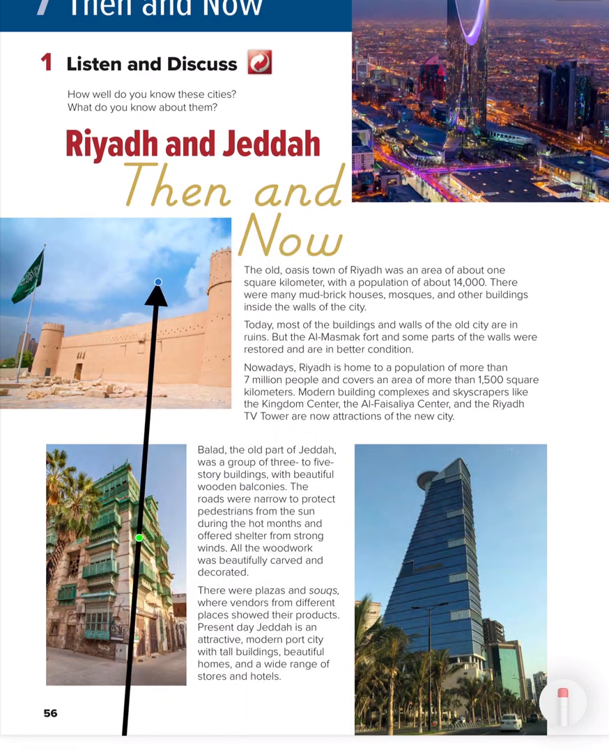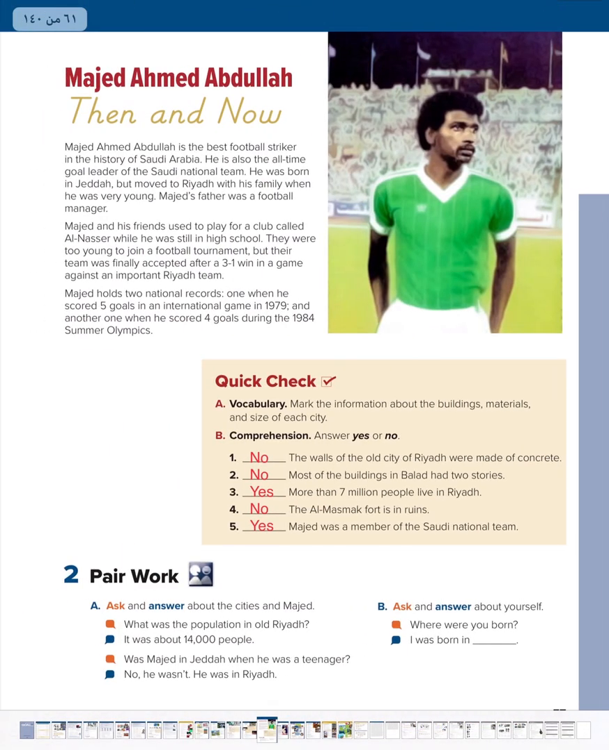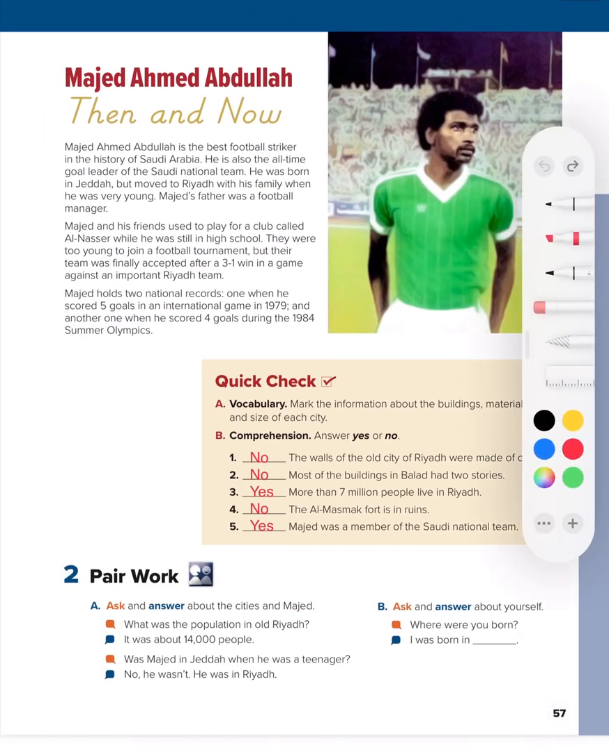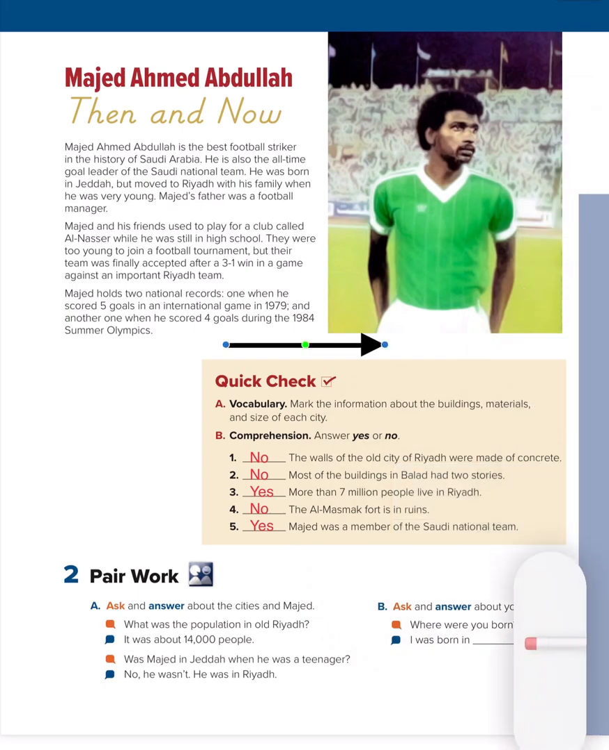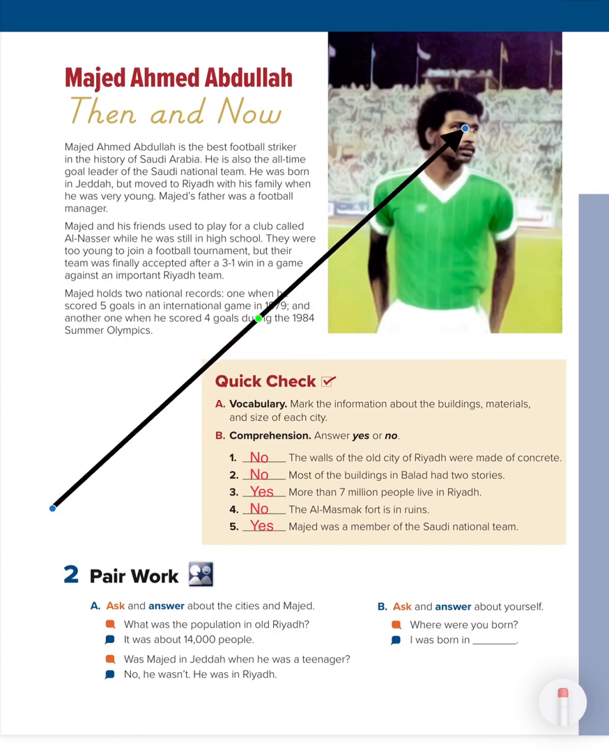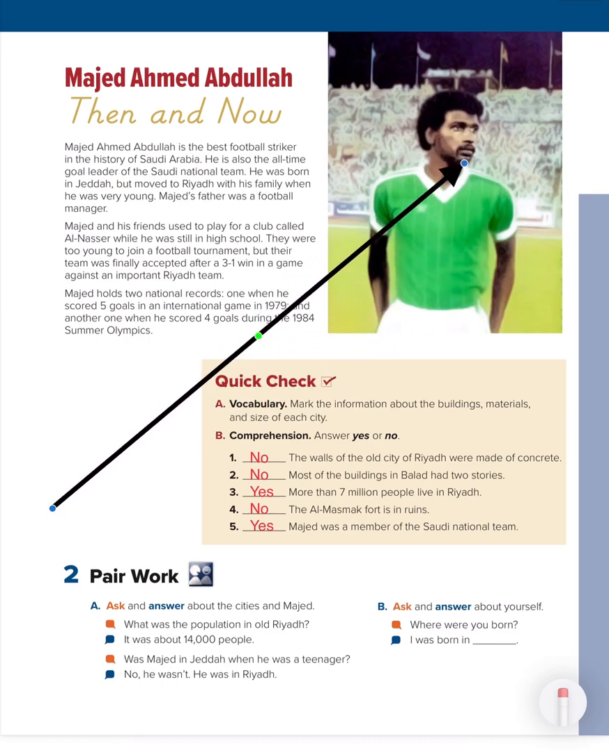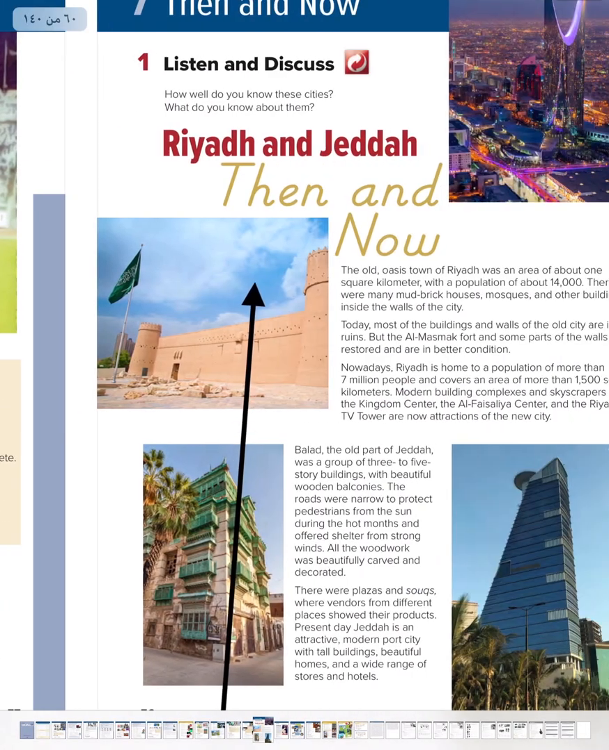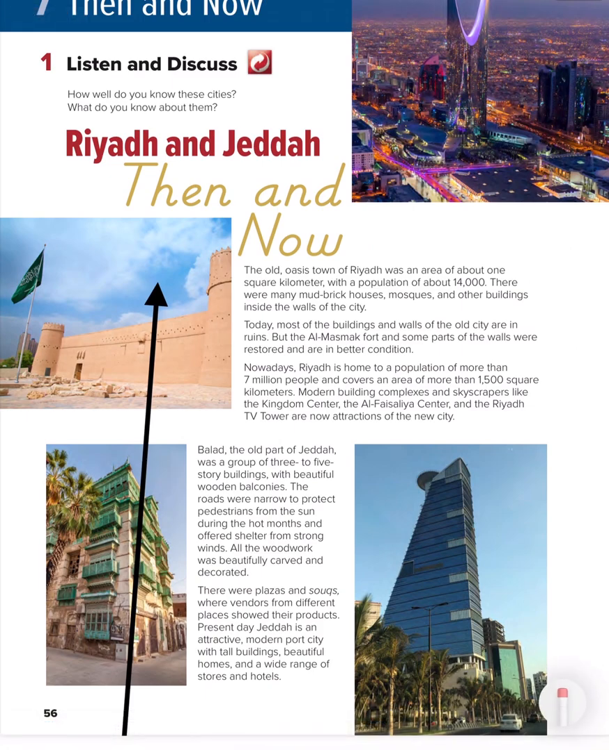For example, let's say we will talk about what's happening now. Okay, so look, what do we have here? We have here a football player, Majid Ahmed Abdullah. Then and now, this is a Saudi football player.